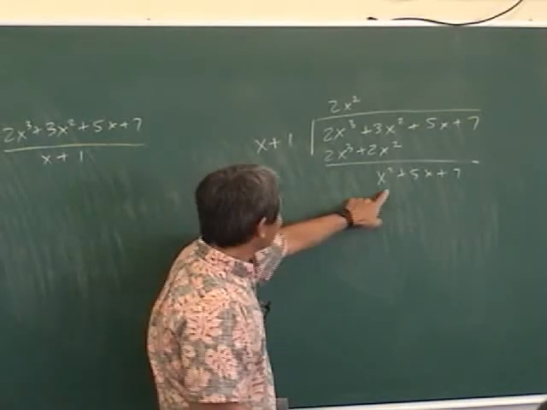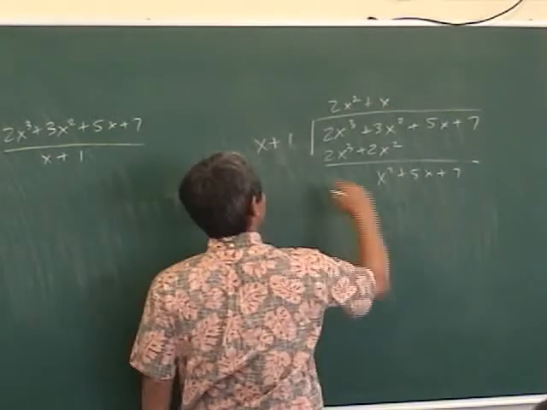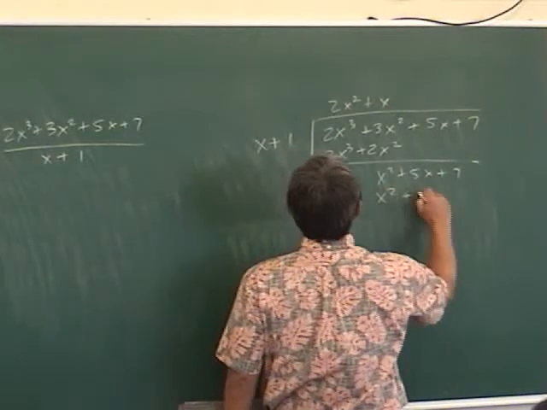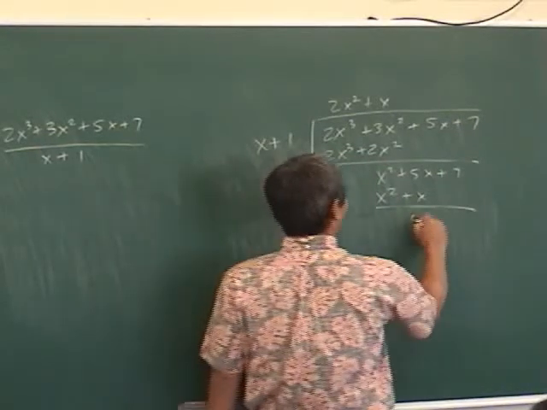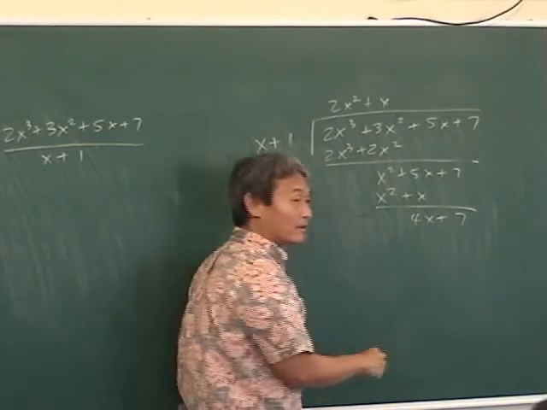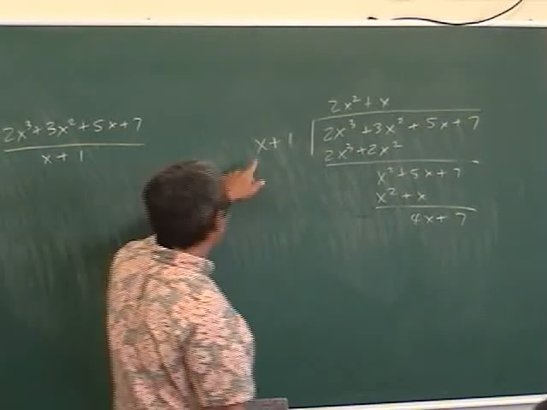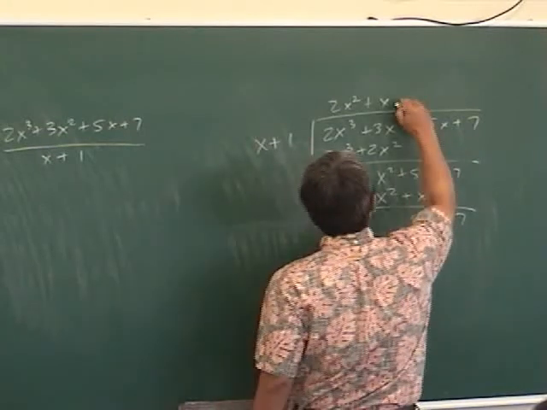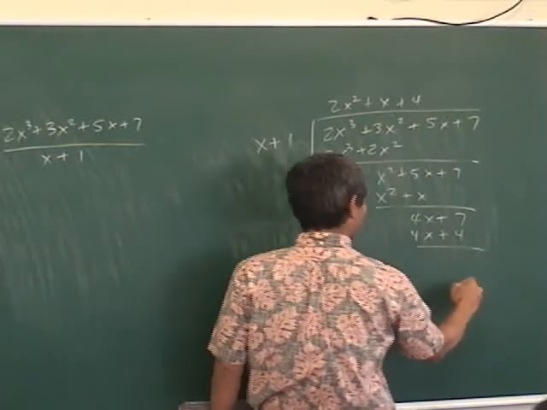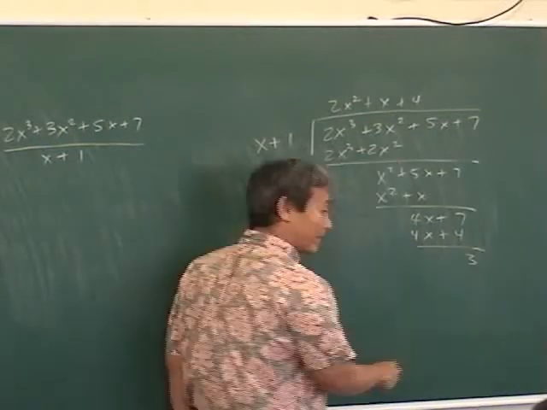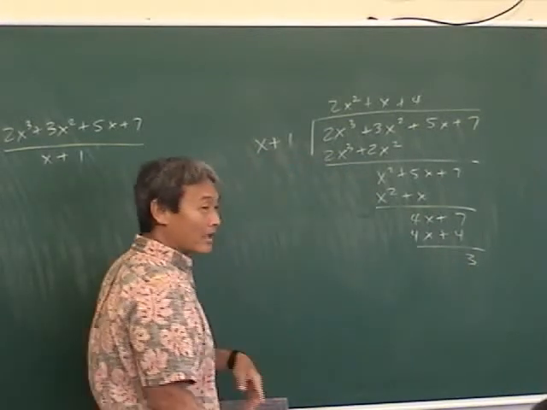X goes into x squared how many times? X. Then you multiply that times the divisor, so you get x squared plus x. And then you subtract. 4x plus 7. Is that the remainder? No, so you keep going. X goes into 4x how many times? 4. Multiply that times the divisor, and you get 4x plus 4. Subtract. You get 3. Is that the remainder? Yes, because the degree of this, which is 0, is smaller than the degree of that, which is 1.